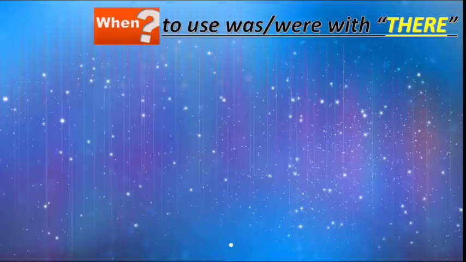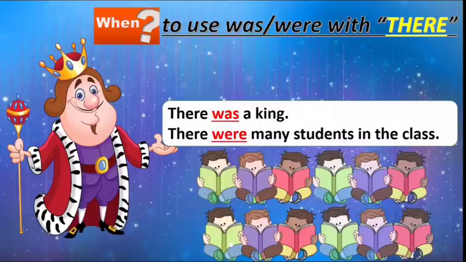Children, there are some exceptional cases in which you can get confused where to use was and were, if in the sentence there's a word there. Let's see this with an example. The first sentence is, there was a king. And the second sentence is, there were many students in the class. Your doubt is, how will we come to know when we are supposed to use was and when we are supposed to use were if the sentence is starting with there.